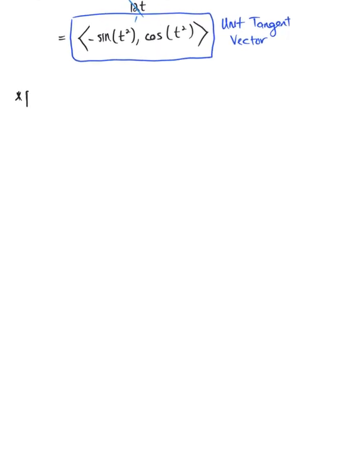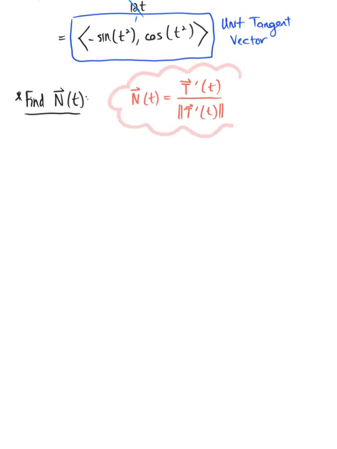So we are ready to find the principal unit normal vector. And again, let's keep in mind that this is defined as follows. We know that the principal unit normal vector, capital vector N, is defined as the derivative of your unit tangent vector divided by the magnitude of the derivative of the unit tangent vector. So we'll use this definition now to help us with our computation. So we need to find the derivative of the unit tangent vector.